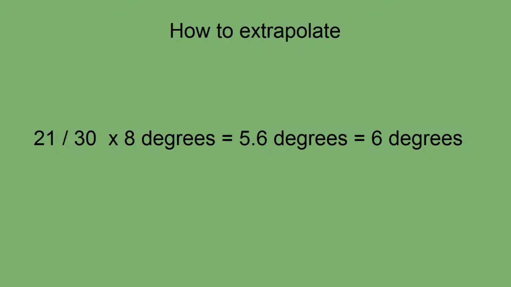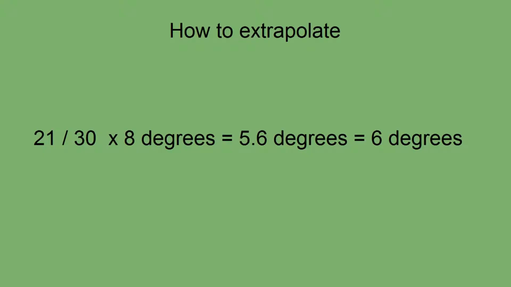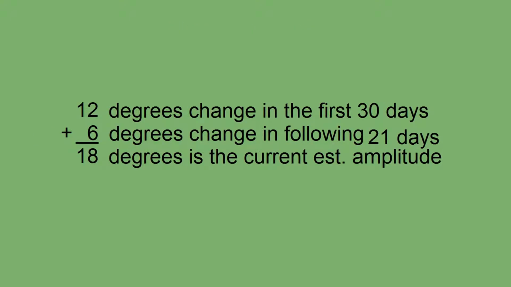To do this, take the 21 days in the second 30-day period and divide it by the 30 days in the entire period, and multiply that by the 8 degrees of total amplitude change within that period. You can see that in the second 30-day period, the amplitude went from 12 degrees up to 20 degrees, so there was an 8-degree change. And so 21 divided by 30 times 8 degrees gives you 5.6 degrees, which you just round to 6 degrees. The amplitude then is 12 degrees plus 6 degrees, or 18 degrees.